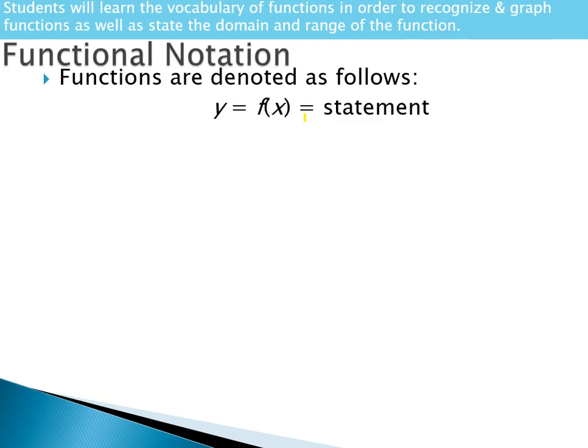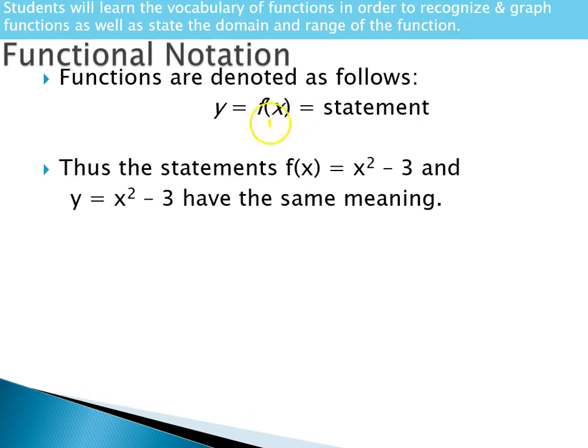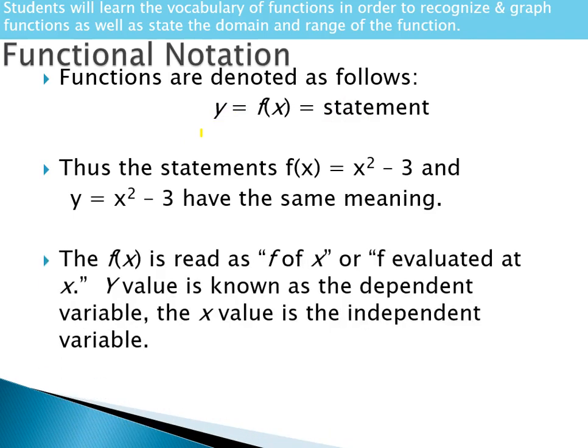All right, function notation is, as stated below, y equals f of x equals some statement, which means that when you see f of x equals x squared minus 3, and you see y equals x squared minus 3, they mean the same thing. So f of x is really the same as y. If you see g of x, if you see h of x, any of those of x's are the same thing as y. The f parentheses x is read as f of x, or f evaluated at x.